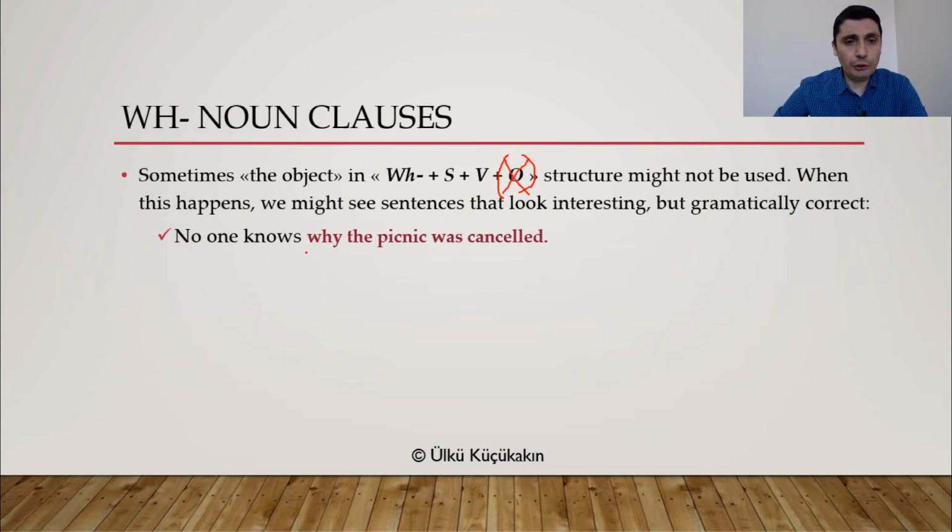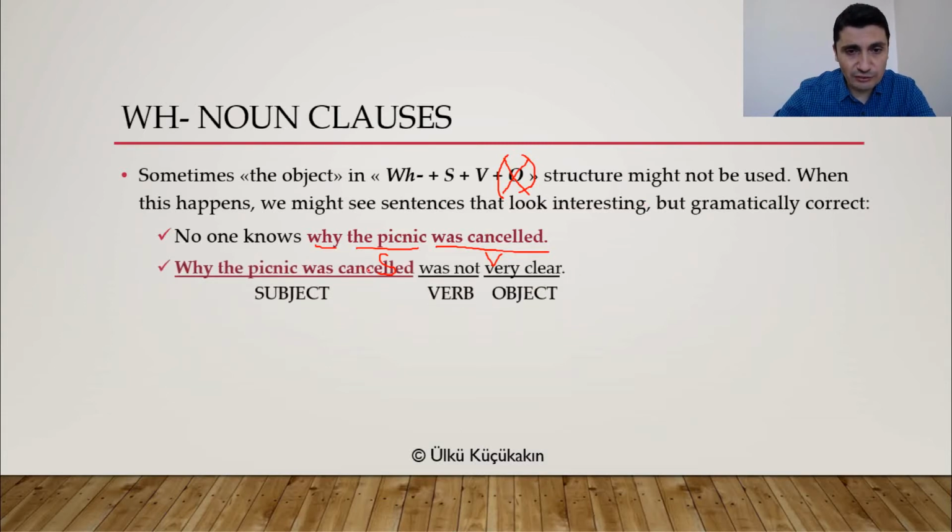So, no one knows why the picnic was cancelled. So here, after why, we have a subject, the picnic. And was cancelled is our verb. It's a verb, okay? It's not the verb of the main sentence. No, it's the verb of our noun clause. But it's a verb. But there is no object here, right? There's no object. So only we have a mini subject and we have a mini verb. Now this sentence is okay. It looks okay. But look at this one.